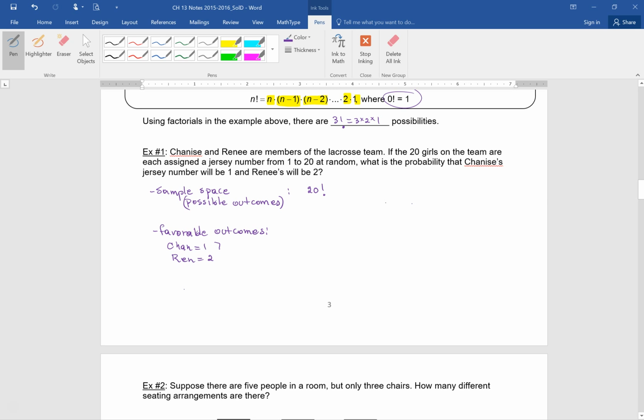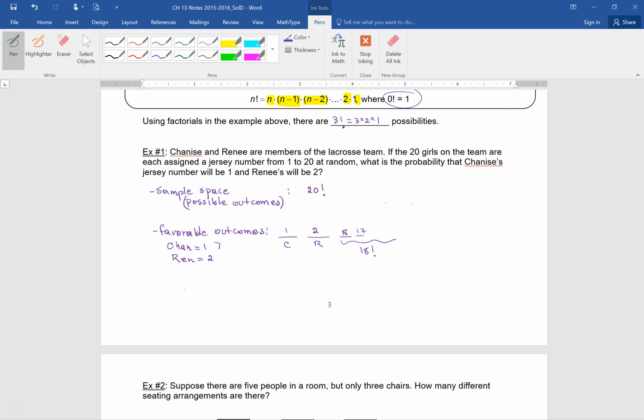So if Shanice gets 1 and Renee gets 2, right? If we set those, so this is Shanice, and this is Renee. If she gets one and she gets two, for the other person, how many choices are there left? 18, and then 17, and so on. So what we have left is 18 factorial, right? So that's how many choices there are that agree with what we want. Okay, so basically all I want is for Shanice to get one, Renee to get two, and the other 18 can get whatever it is that they like.